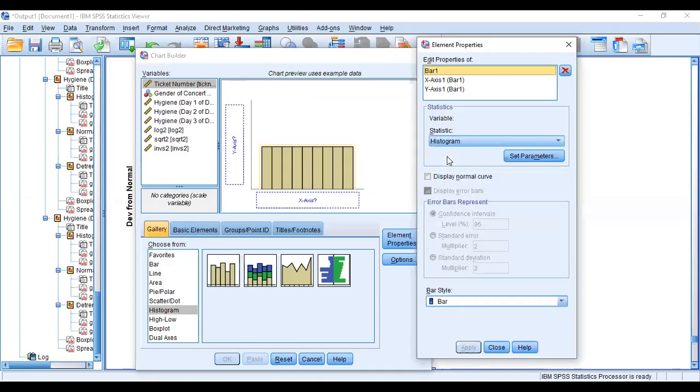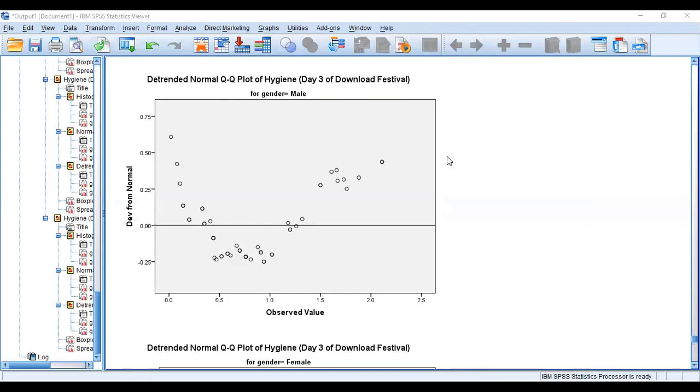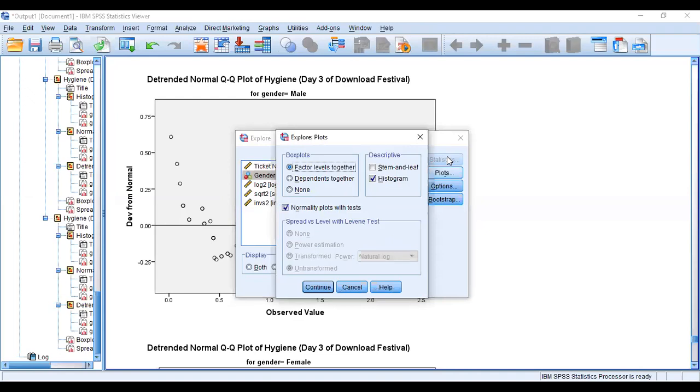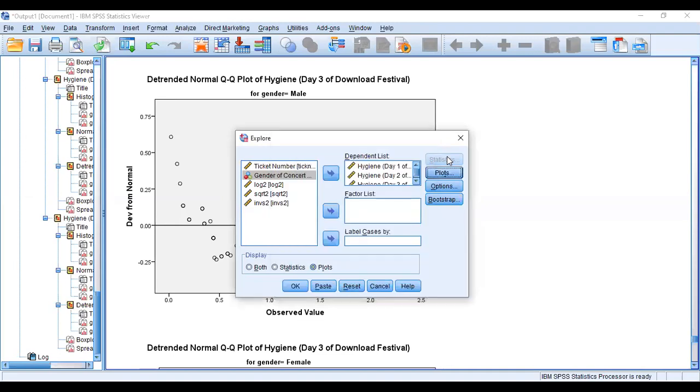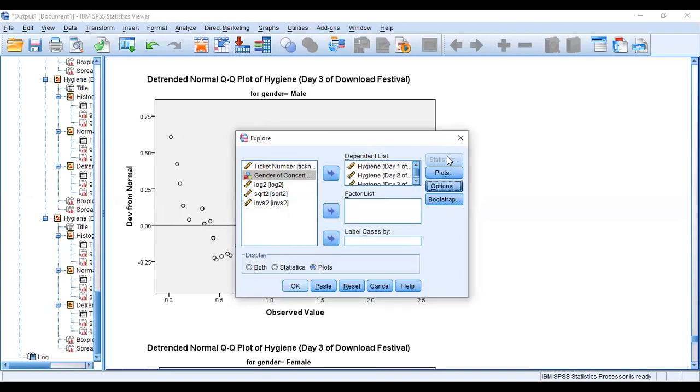Now I will make my histogram through this way also. Here, descriptive statistics and explore. Okay, so here I will not take gender. So plot, I will take only histogram. I don't want normality right now. I want to check only histogram here, then options, and by default exclude cases pairwise, and okay.